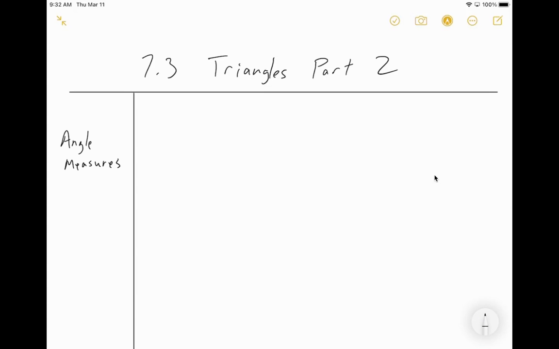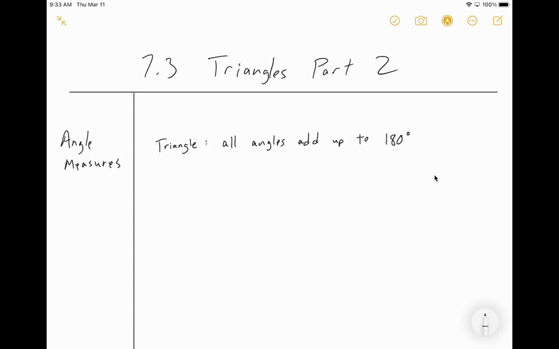That makes sense. And here's something. In a triangle, all the angles on the inside have to add up to 180 degrees, okay? So all angles add up to 180 degrees.